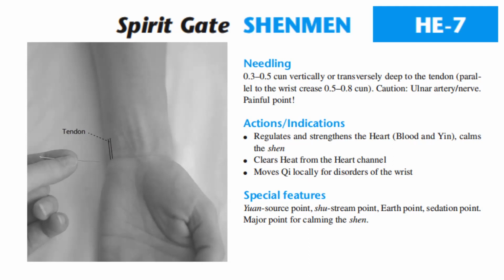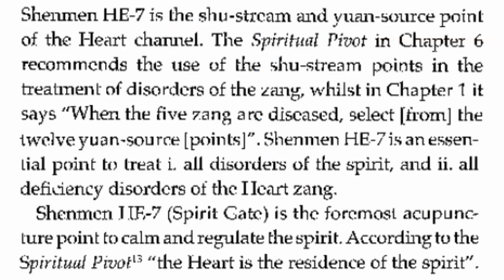Special features: Heart 7 is a Yuan-source point, Shu-stream point, earth point, sedation point, and a major point for calming the shen. Heart 7 is the Shu-stream and Yuan-source point of the heart channel.